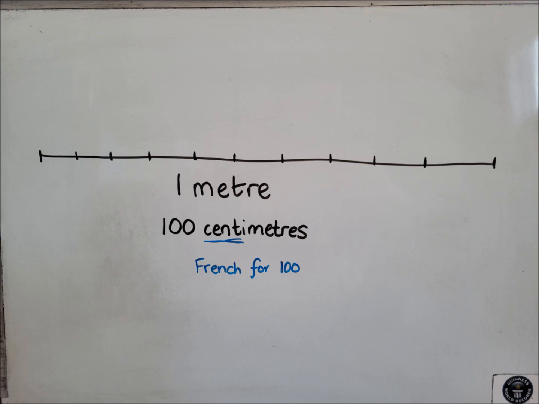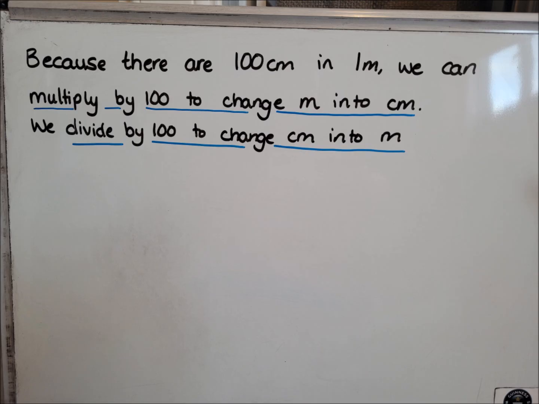Because of this rule, it means to change between metres and centimetres, we can multiply or divide by 100. If we want to change metres into centimetres, we multiply by 100. If we want to change centimetres into metres, we divide by 100.